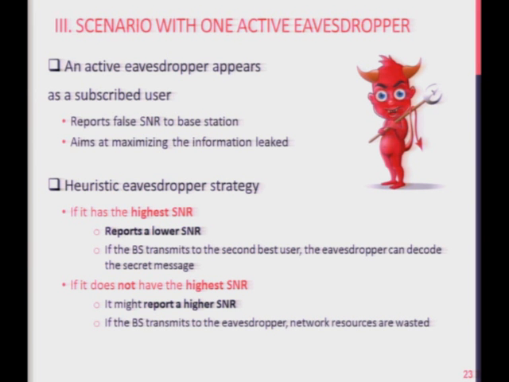Now, if it does not have the highest SNR, then it might not be able to eavesdrop. So in this case, if this is the goal of this adversary, to maximize the information leak, then it will try to block the transmission. Okay, so it will try to convince the base station that this is the best user in a given frame and be assigned the network resources. So this is our understanding of it. So in this case, we have no information leakage, but we have a waste of network resources. So the base station transmits to the eavesdropper in this setting.